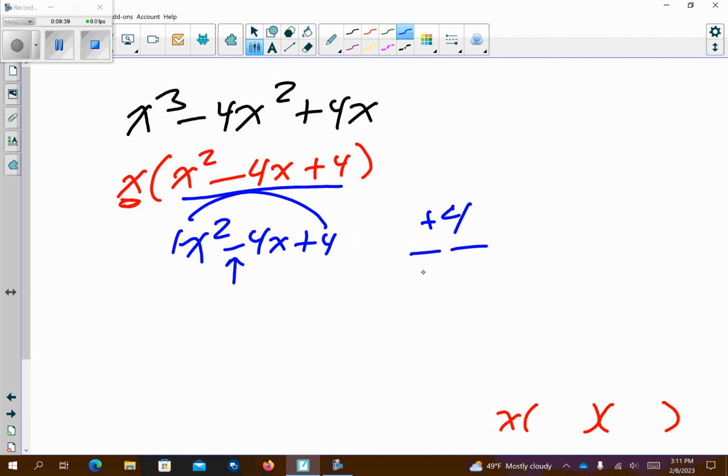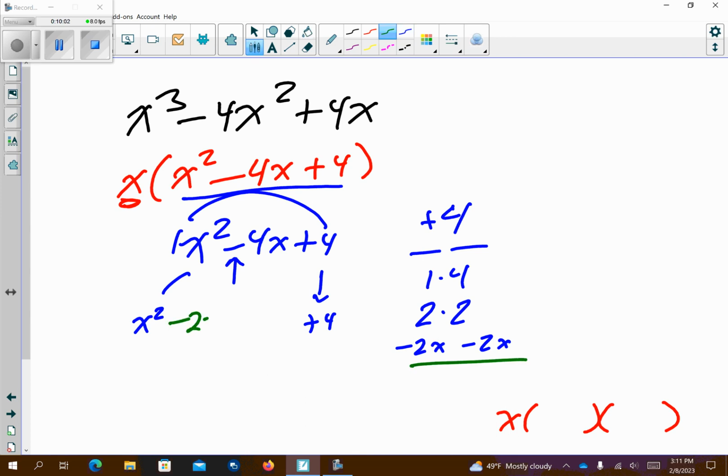So I'm going to say, okay, well, 1 and 4, if they're both negative, gives me negative 5. That's not going to work. What about 2 and 2 both being negative? Yeah, those add up to that. So I have negative 2x and negative 2x. Negative 2x combined with negative 2x is negative 4x. So my ends come down, x squared plus 4. I'm going to put that in between the two.